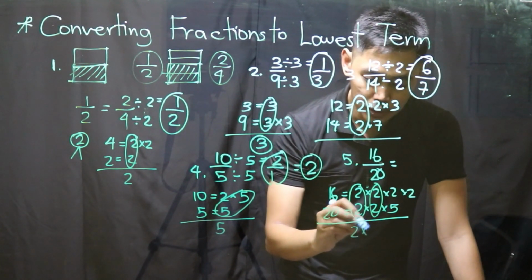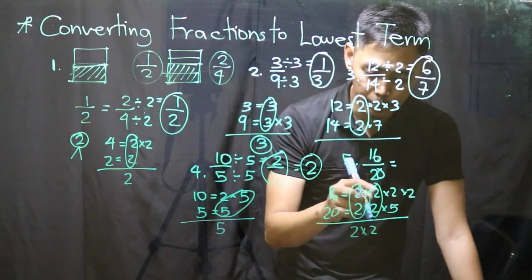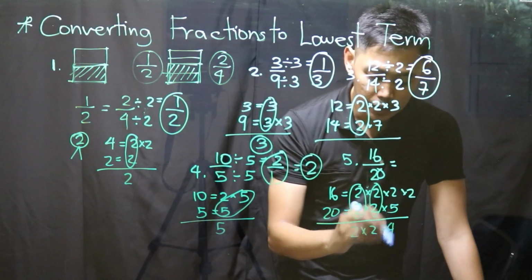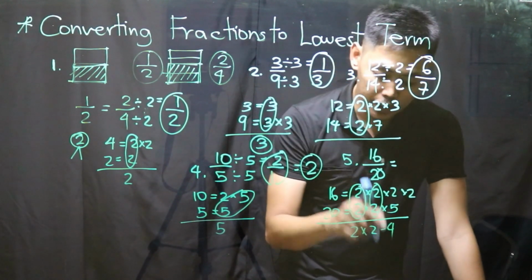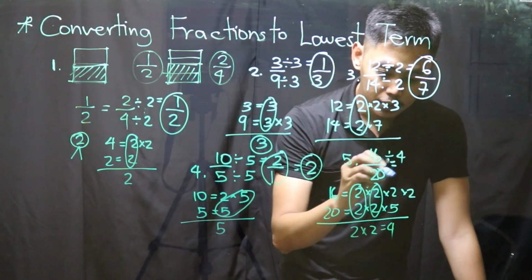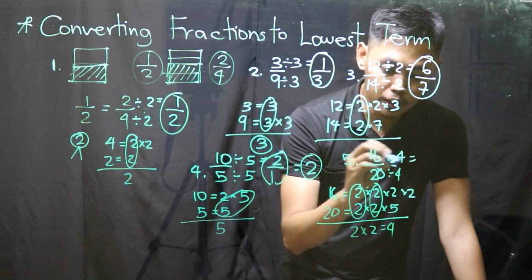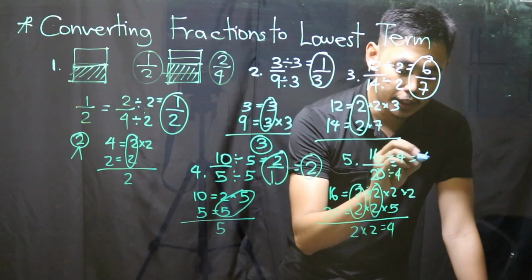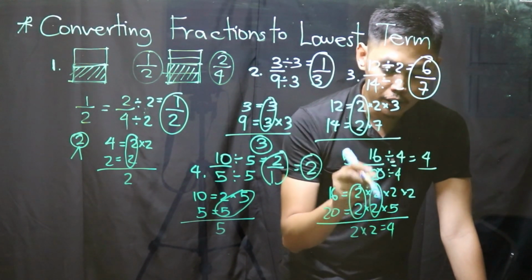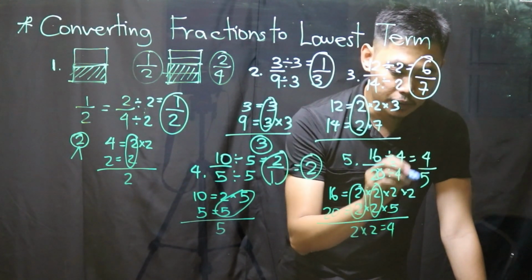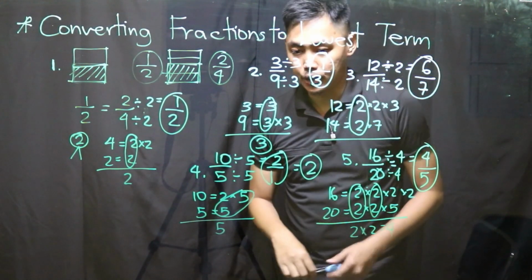So we have 2 times 2. Okay, they are the same, they are the same. So therefore, our greatest common factor is 4. So we can divide the numerator and denominator by 4. So 16 divided by 4 is 4, over 20 divided by 4 is 5. So this is our lowest term.